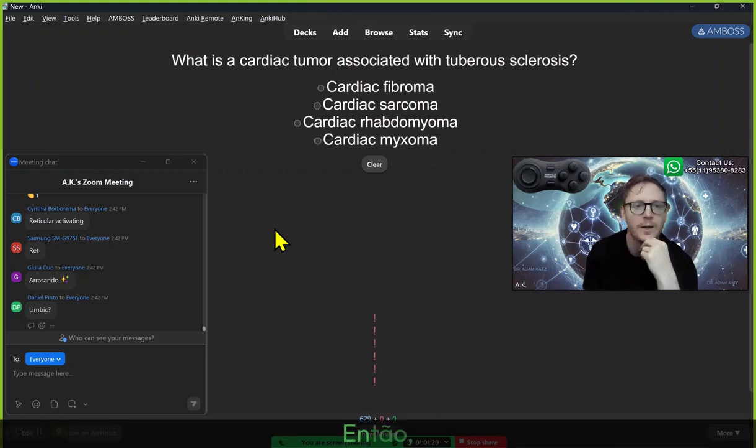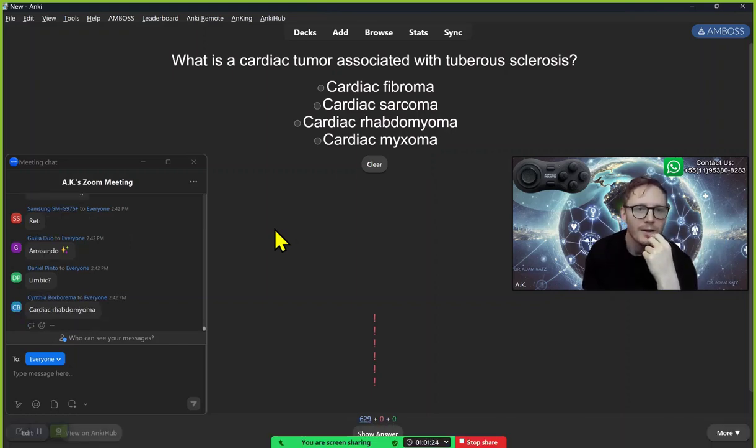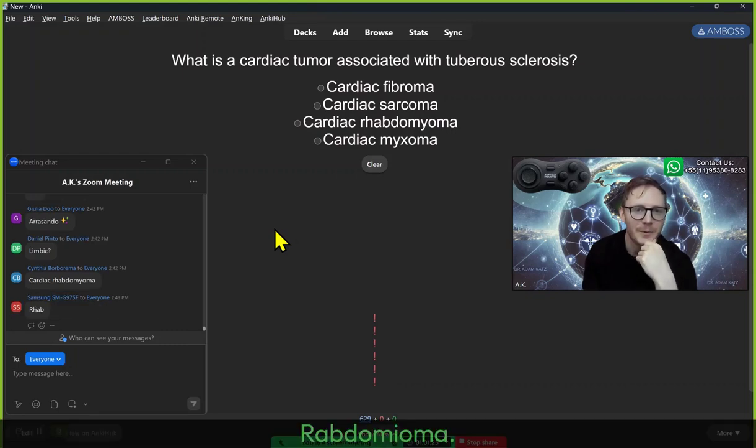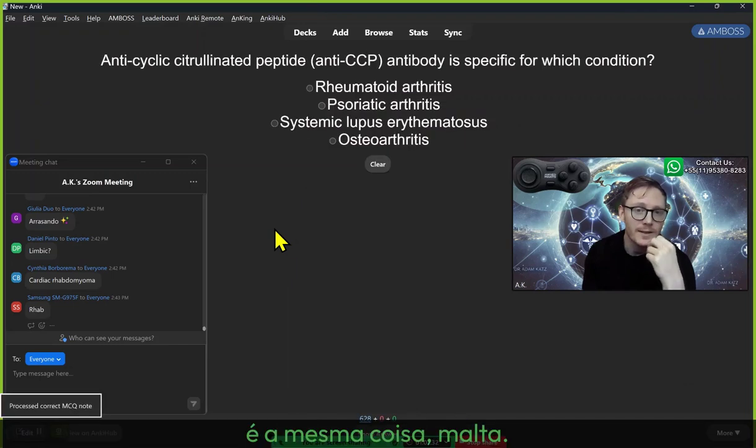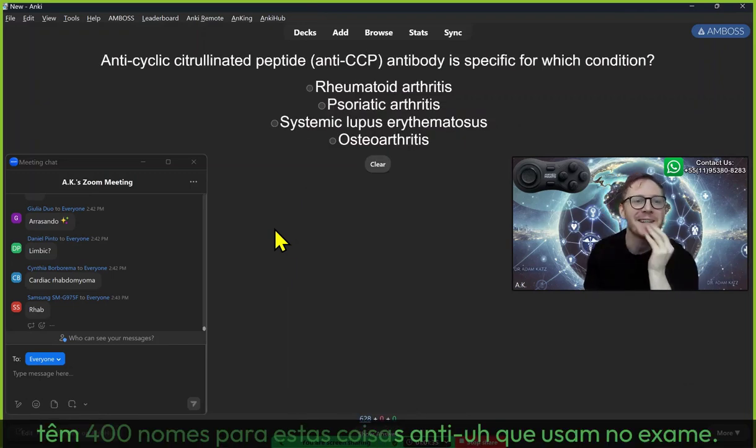So what is the cardiac tumor associated with tuberous sclerosis? Exactly. Rhabdomyoma. Sometimes they call it rhabdomyxoma. It's the same thing, guys. I don't know why they have 400 names for these things that they use on the exam. They should just standardize it.